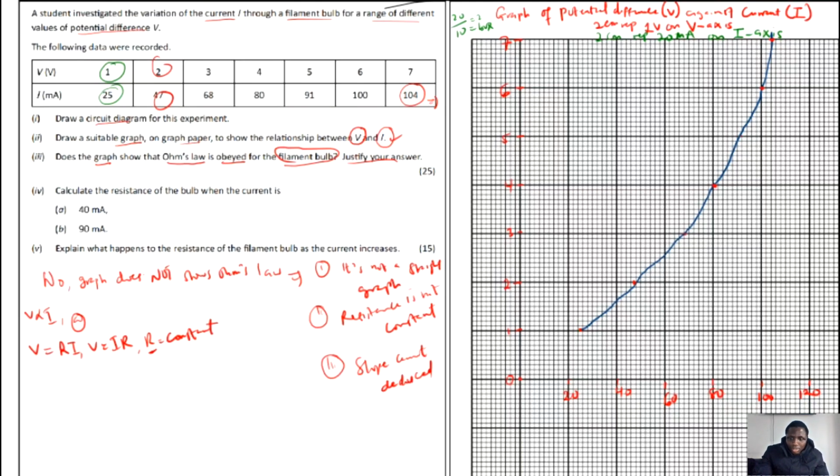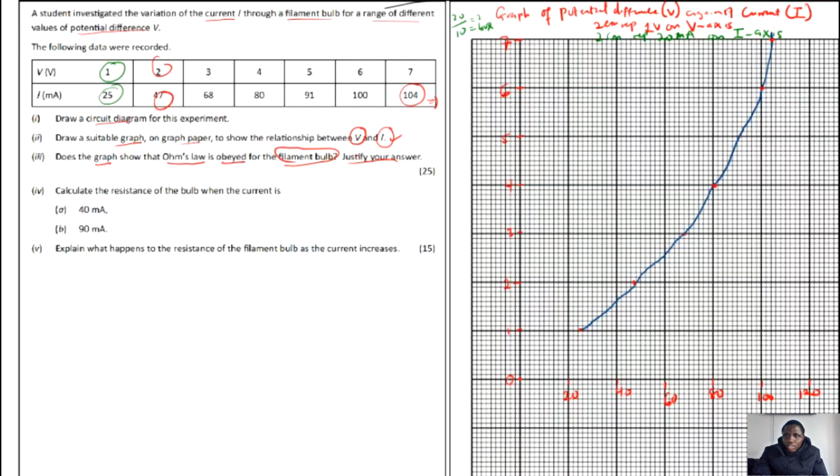The next question says, calculate the resistance of the filament bulb when the current is 40 milliamp. From Ohm's law, which says V equals IR, we are asked to calculate the resistance R. We are given the current to be 40 milliamp, but we don't know the voltage as well.